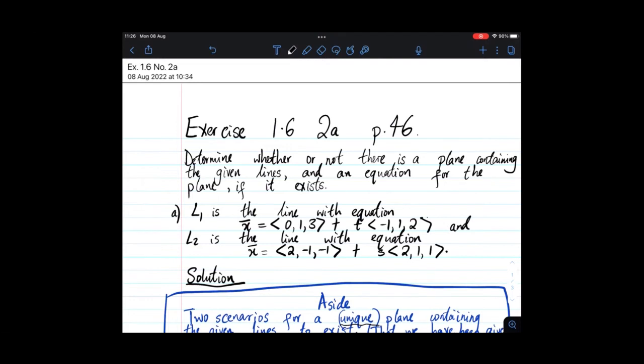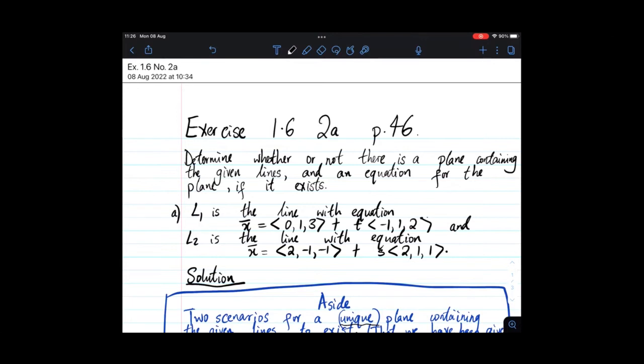which is due this week, and we are going to look at exercise 1.6 number 2A, which can be found on page 46 of our lecture notes. And it says determine whether or not there is a plane containing the given lines and an equation for the plane if it exists. And we are given two lines there, L1 and L2. And so we have got two questions that we need to answer.